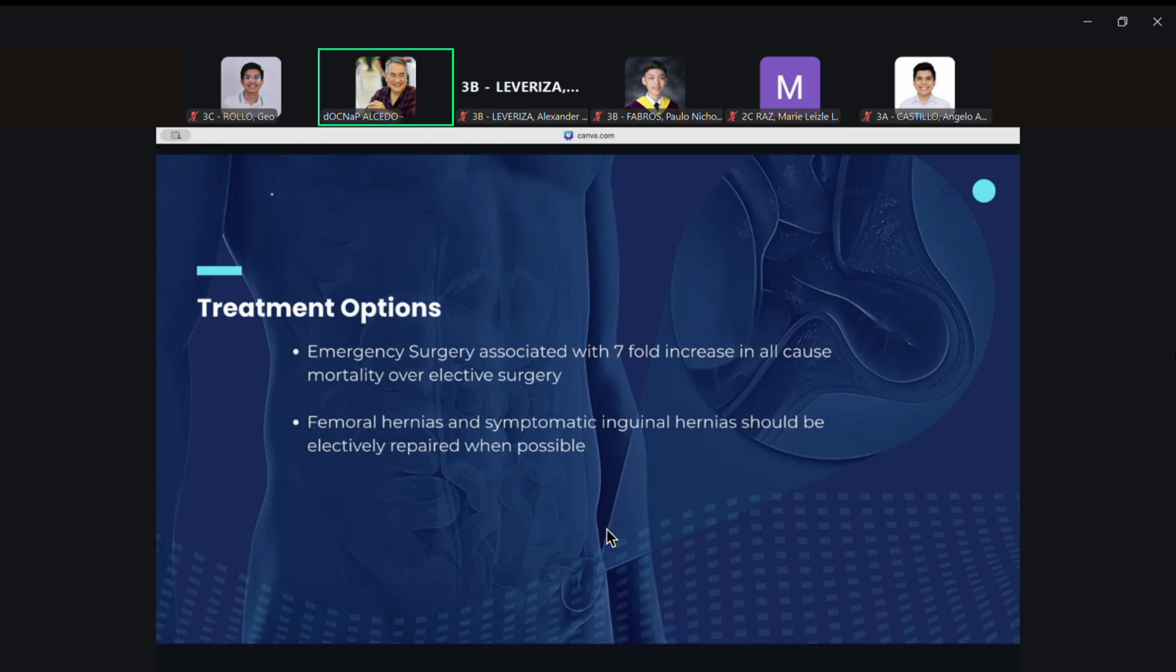Now, of course, when we see a patient with a symptomatic hernia, we advise surgery as soon as they are optimally prepared and the patient is also ready, because emergency surgery is associated with a 7-fold increase in all-cause mortality over elective surgery. When you say 7-fold, that's 700%, okay, 7 times. Then, of course, for femoral hernias and symptomatic inguinal hernias, we advise elective repair whenever possible to decrease the overall morbidity and mortality of such emergency procedures.